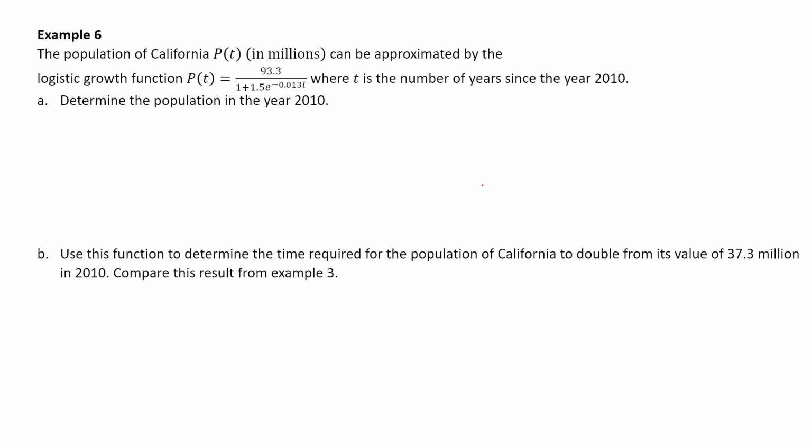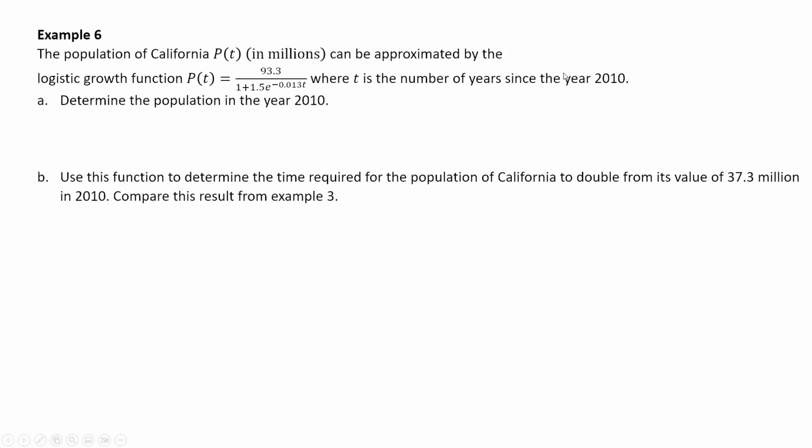So the population of California, we're always talking about California for some reason. The population of California, P of t in millions, can be approximated by the logistic growth model P of t equals 93.3 over 1 plus 1.5 e to the negative 0.013 t, where t is the number of years since the year 2010. Determine the population in the year 2010. 2010 is our year 0. That's the year we begin on, so we're going to be finding P of 0.